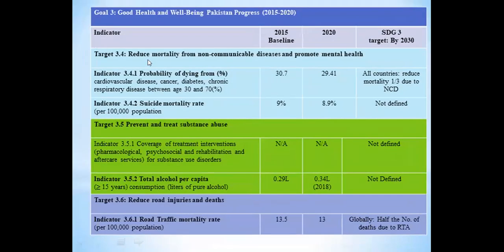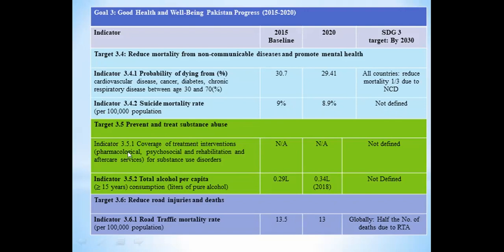Indicator 3.4 is to reduce mortality from non-communicable disease and promote mental health. It includes indicator 3.4.1, probability of dying from chronic disease. It is 30.7 in 2015, and in 2020 it is 29.41. The all-country target is to reduce mortality by one third due to non-communicable disease. So Pakistan shows a slight reduction. Indicator 3.4.2 is the suicide mortality rate per 100,000 population. In 2015 it is 9, and in 2020 8.9, and its target is also not defined by the SDGs for 2030. So a slight reduction.